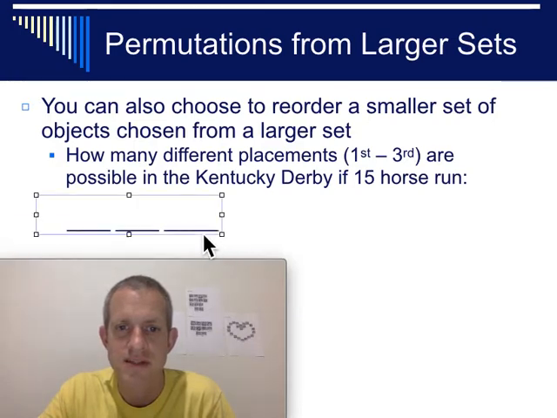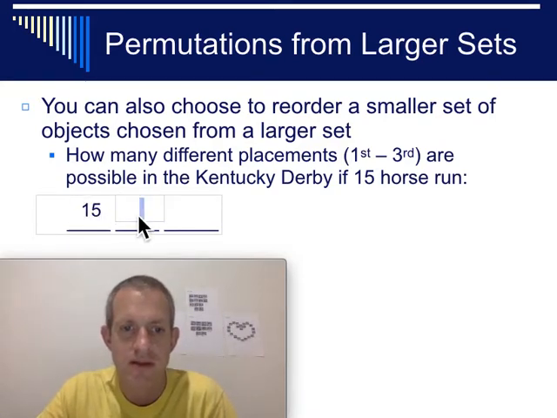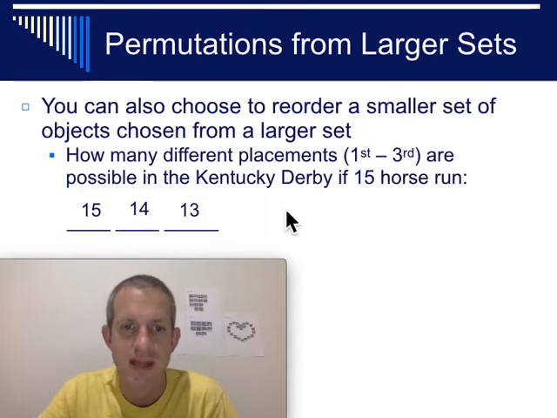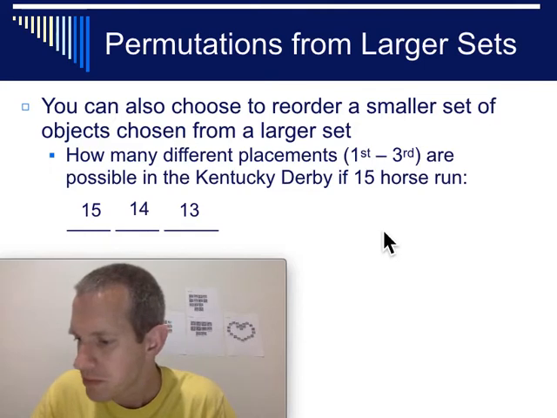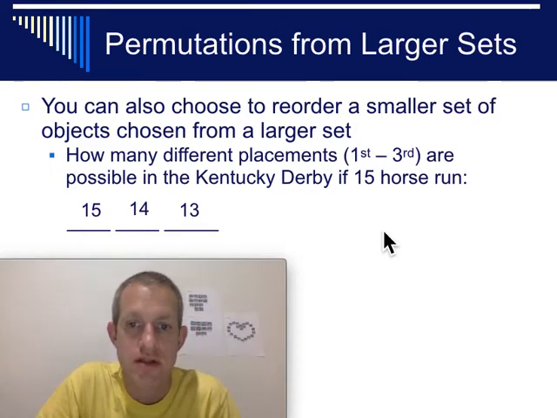In this case, instead of having 15 blanks, I only care about the first 3 places. In this first blank, there would be 15 possible horses that could place first. In the second blank, there might be 14 horses. And in the third blank, there'd be 13. If you multiply 15 times 14 times 13, that would be the answer to this. Calculator tells me that that is 2,730.